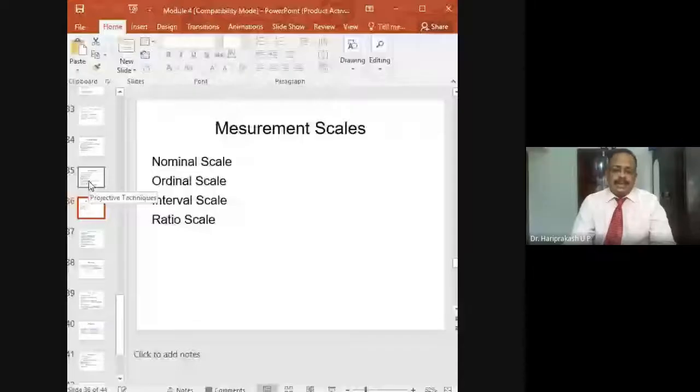Measurement scales. We are involved in data collection. So we are supposed to collect data. Data you can collect in different scales. Fundamentally, there are 4 scales, which are called nominal scale, ordinal scale, interval scale, and ratio scale. So we'll see what each is.